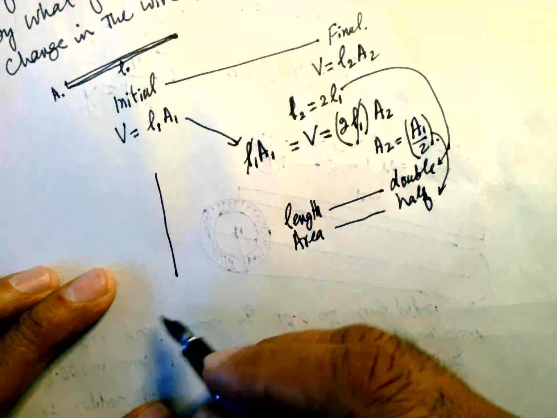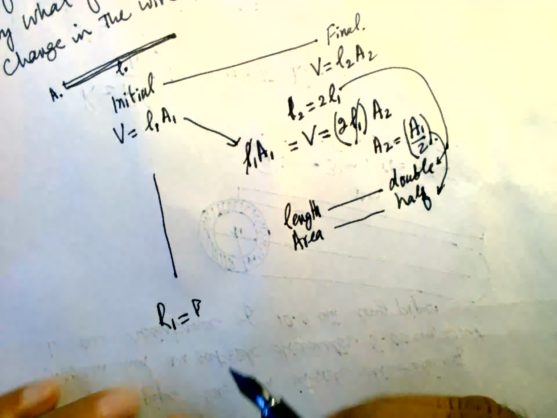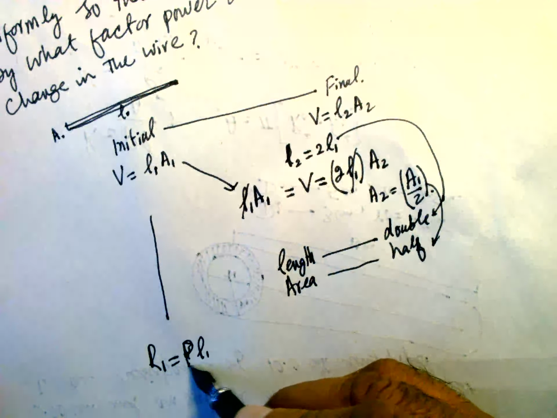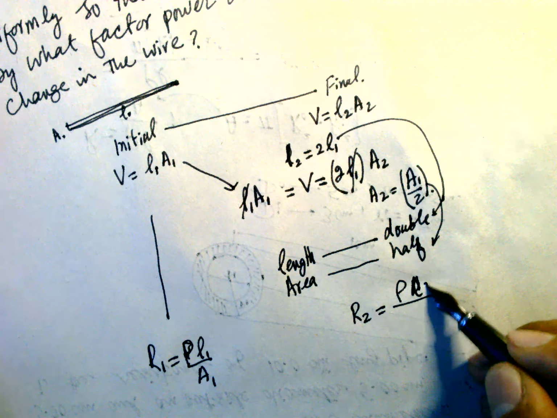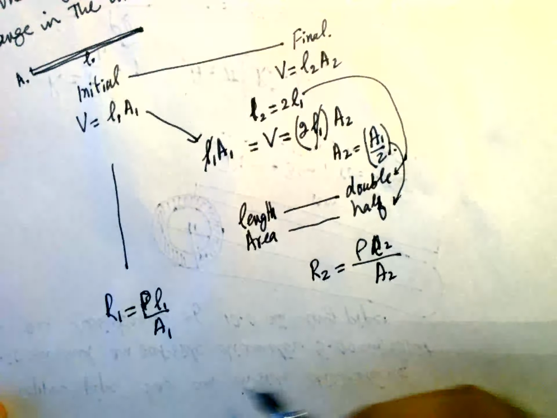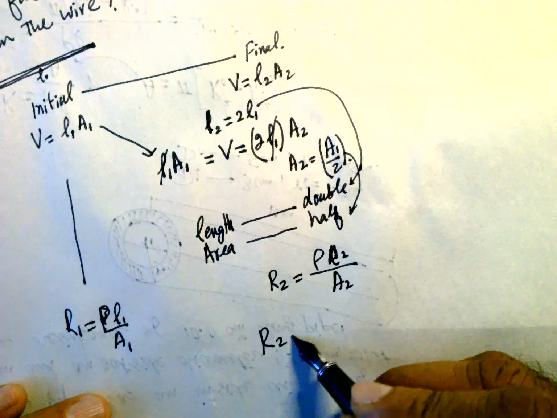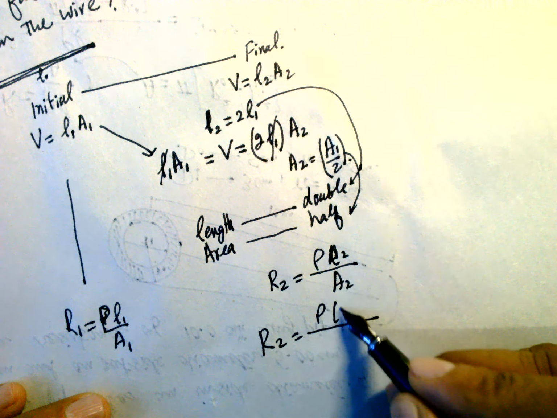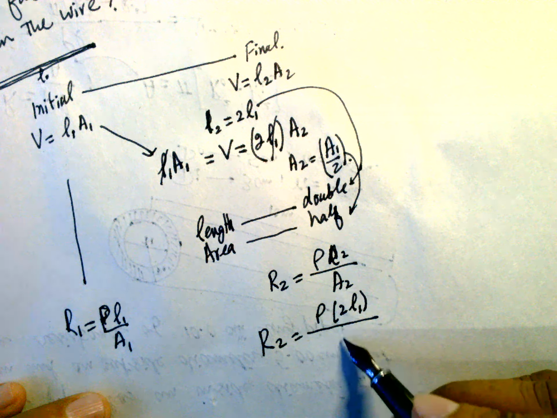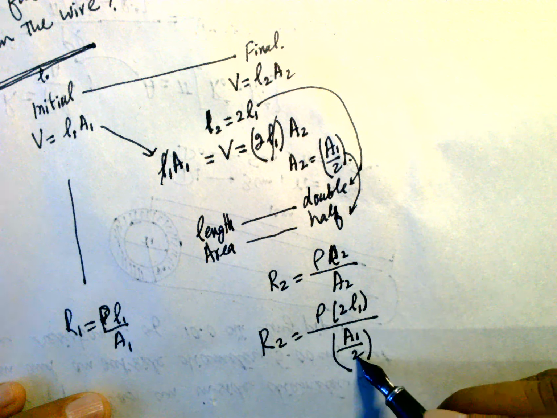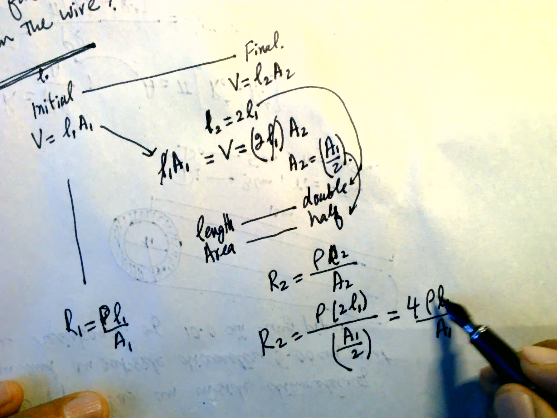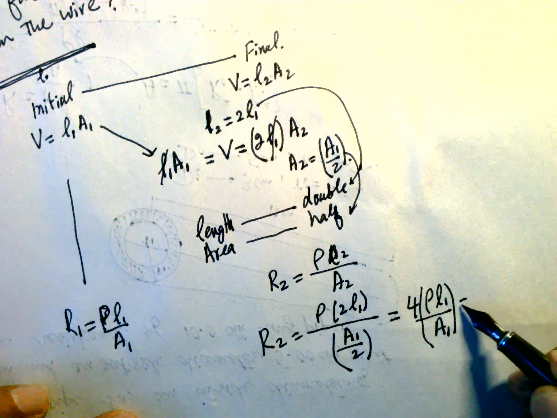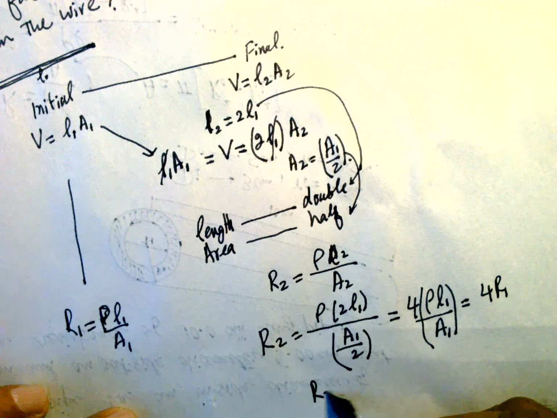So initial resistance R1 is equal to rho, which is the same, L1 over A1, and R2 will be found this way. Rho remains the same, L2 over A2. So R2 is equal to rho, L2 is 2L1, over A2 which is A1 by 2, half. So this goes on the top, which is equal to 4 rho L1 over A1. So this is R1. So R2 is equal to 4R1.